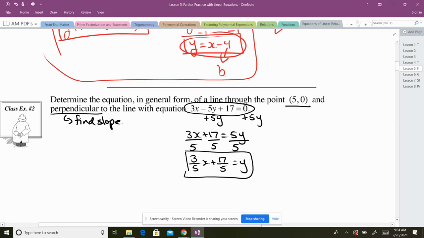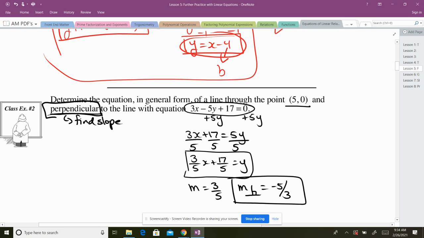I want the slope of that line. So what's the slope of that line? Yeah. M is equal to 3 over 5. But we're looking for a line that is perpendicular to that line. So what do I do with the slope? Flip it and throw a negative. So the M perpendicular is negative 5 over 3. So there's my slope. You have to indicate somewhere along the line that you're getting the perpendicular slope. I don't care if you write M perp.